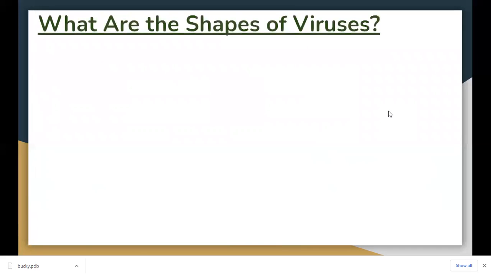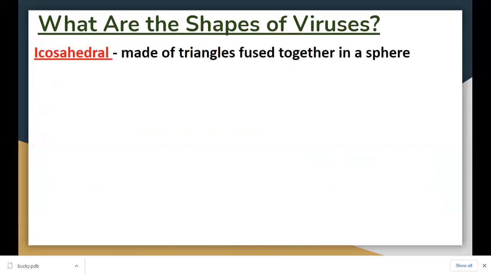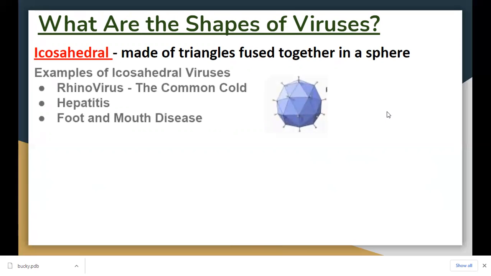The third shape of a virus is the icosahedral. They're made of triangles fused together in a sphere, like that. Examples of icosahedral viruses are the rhinovirus, that's called the common cold, hepatitis, and foot and mouth disease.